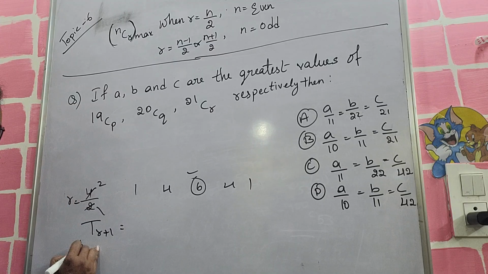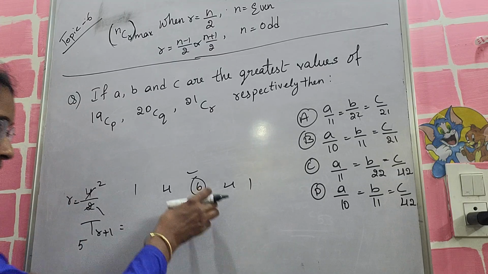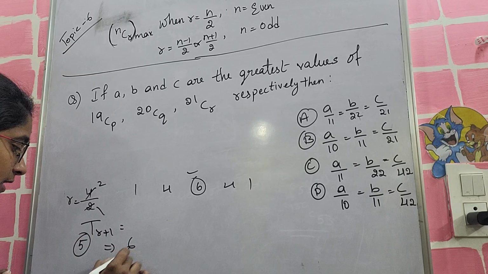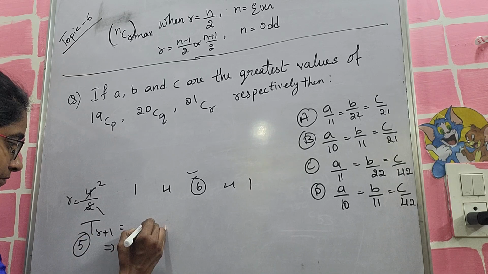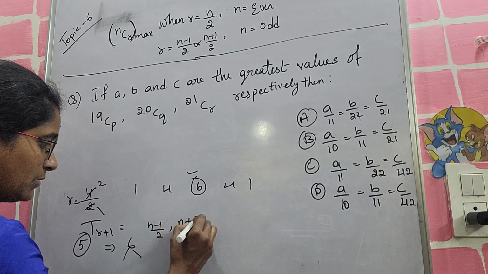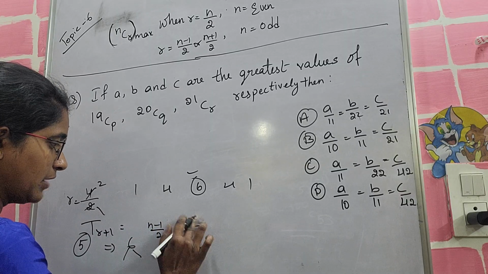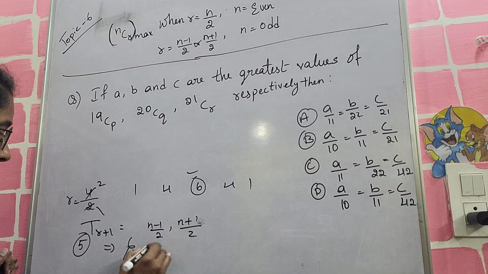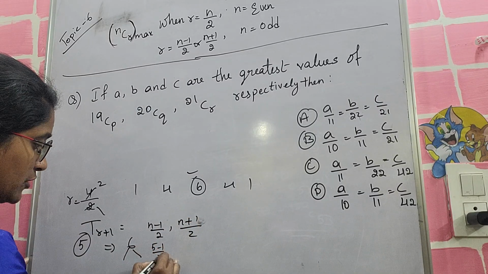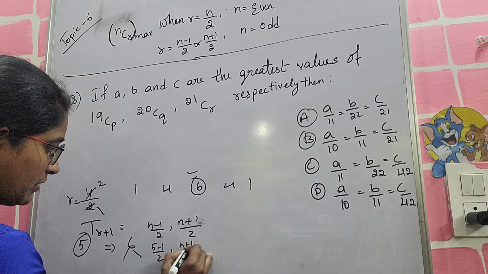Suppose we have n as 5. Then how many terms are we going to get? We will get an even number of terms, and the middle ones you can write as (n minus 1) by 2 and (n plus 1) by 2. So n is 5, so 5 minus 1 by 2 and 5 plus 1 by 2.